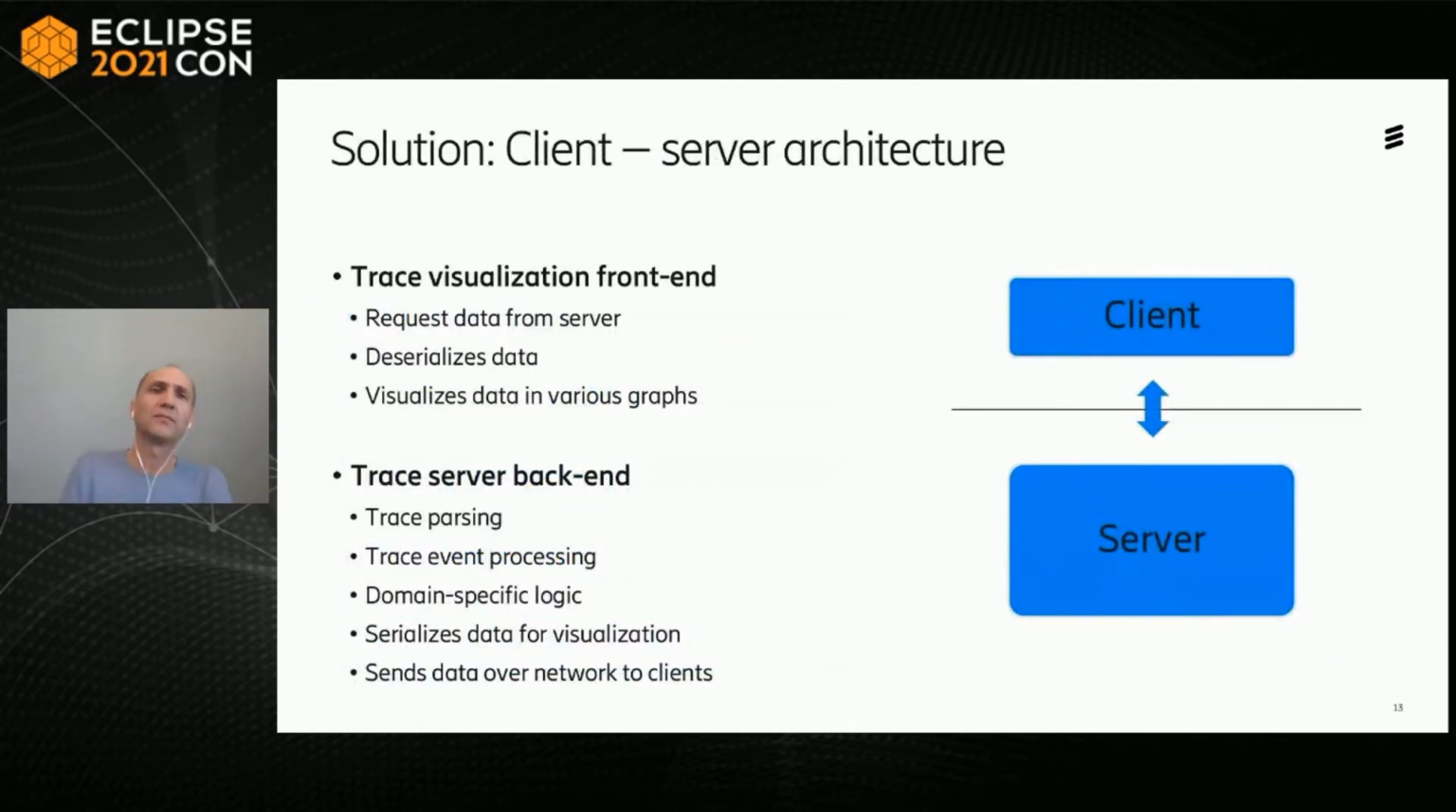So we were thinking about how can we solve that situation. We thought the client-server architecture can help to provide these functionalities, and also being able to reuse existing implementations and not having to recode everything. So on the bottom, you would have a trace server backend, which is responsible for parsing the traces, event processing. It has all the domain-specific logic for the visualization later on. And it provides ways to serialize the data to the clients, either locally or over the network. A visualization front end can then take the data from the server and visualize it in various graphs.